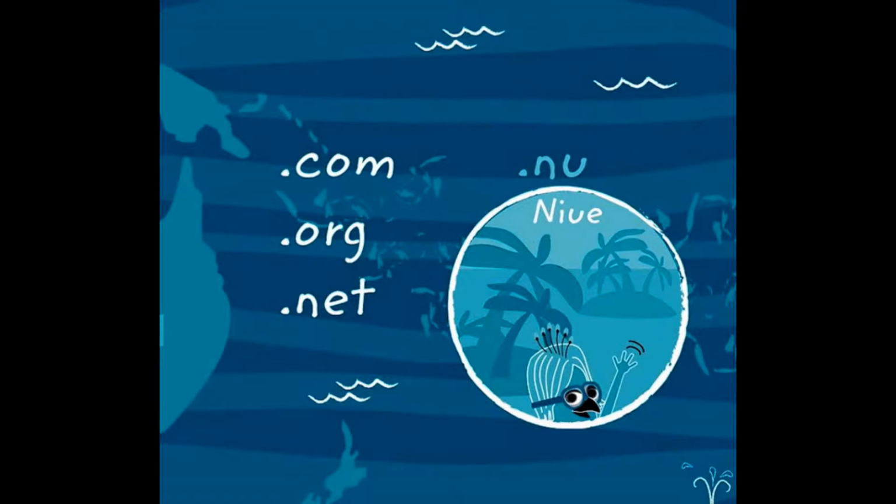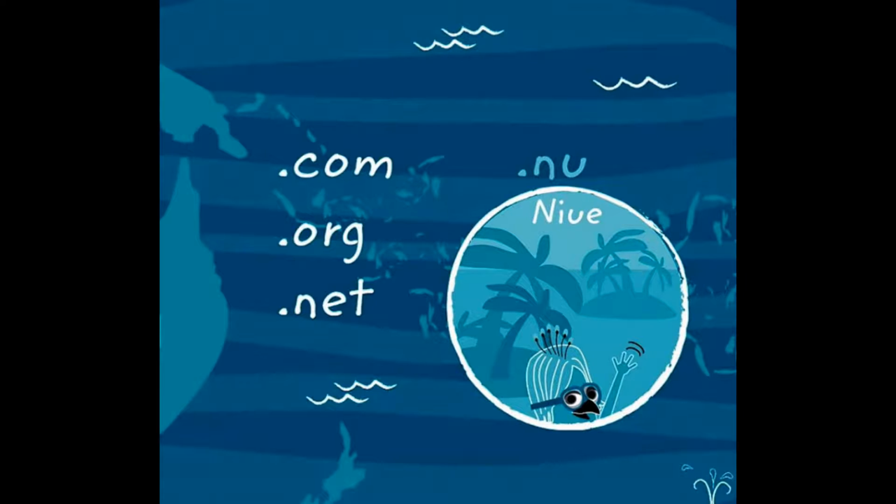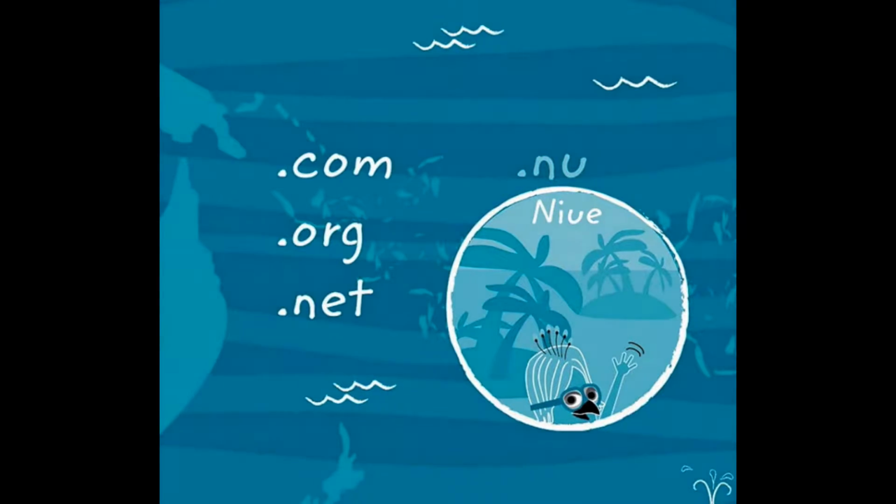But there are more types of addresses on the net. Have you seen addresses that end in .com, .net, or .org? These are addresses that do not indicate where in the world the server is located, but which can be found anywhere. The island of Niue has the country top-level domain .nu, which is used in the same way since the word nu means now in both Swedish and Dutch.